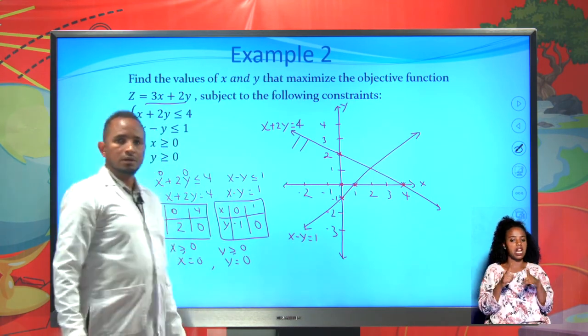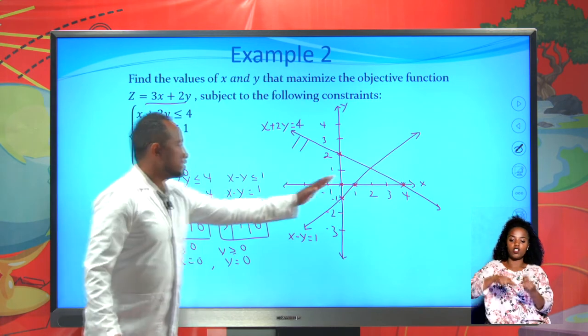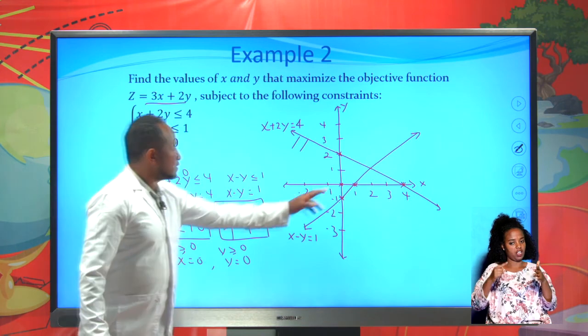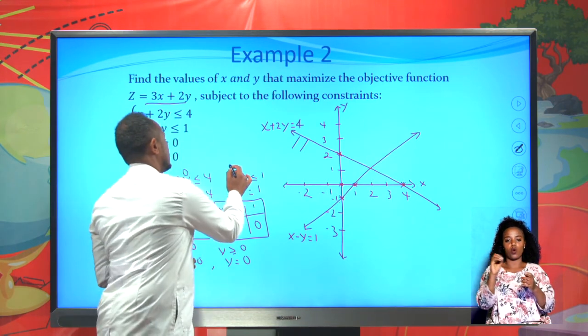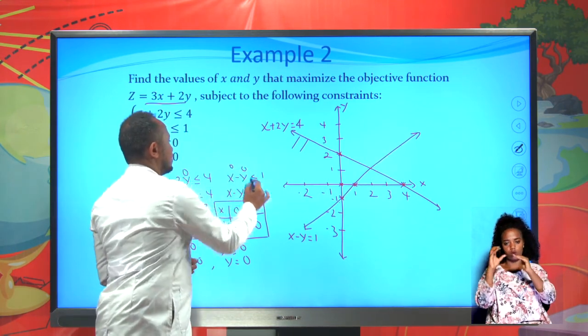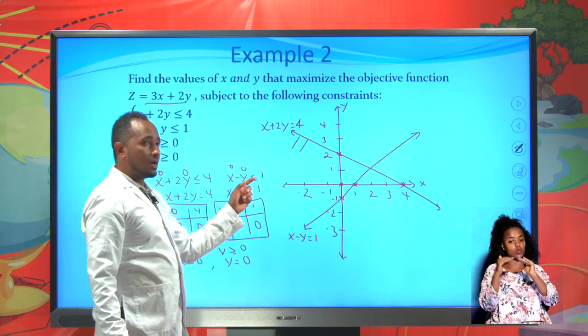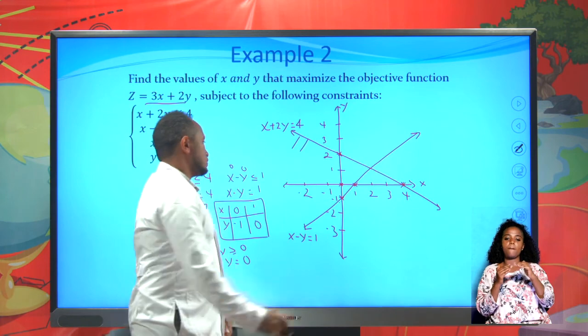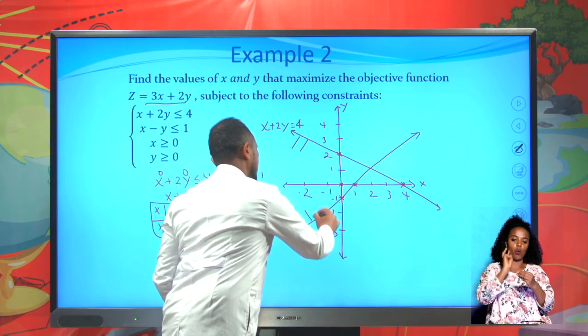Let's check the region, whether it is below or above this line. Take the origin here also. If we take 0, 0, 0 minus 0 is 0, less than 1. Yes, it is true. Therefore, this part makes it true. So the region will be this part.